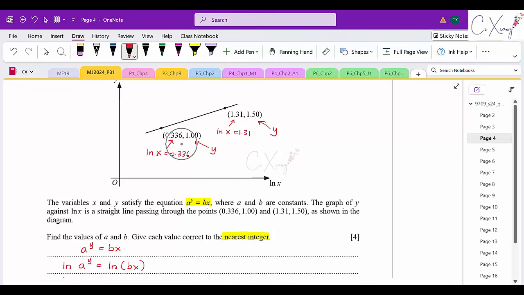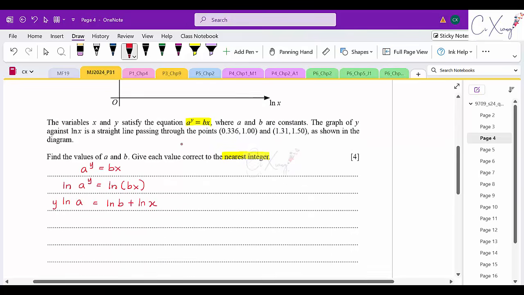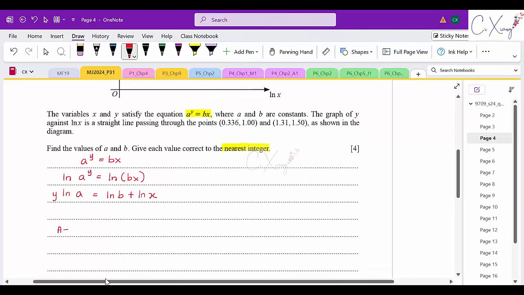So first I want to substitute this value now. At the point 0.336 and 1.00, substitute y as 1. So I have 1 ln a equals to ln b plus ln x. So what is the ln x here? ln x is 0.336. Okay, so this is my first equation.